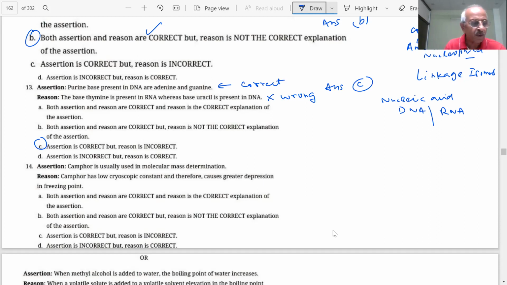Next question, student. Question number 14. Camphor is usually used in molecular mass determination. Camphor is used in molecular mass determination. Reason, what is the reason?